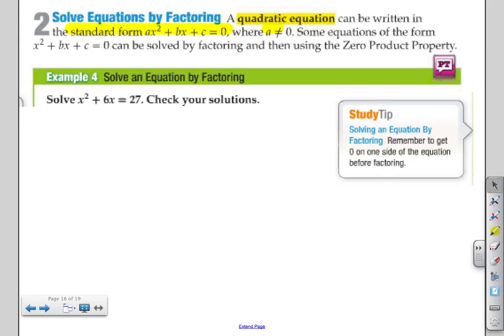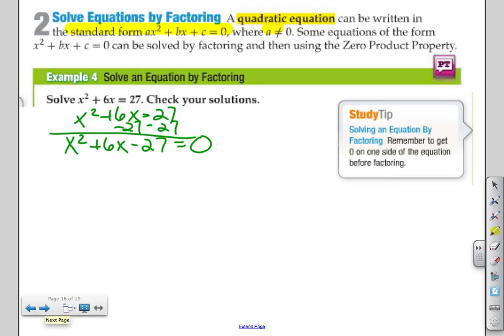Okay, so here we have x squared plus 6x equals 27. Well, you'll notice that it's not in standard form. So we're going to subtract 27 from both sides. And we'll get x squared plus 6x minus 27 equals 0. Now it's in standard form, right? Okay, now we're going to try and factor this. What are some factors that the product, can I just say product, is negative 27 and the sum, let's do that.